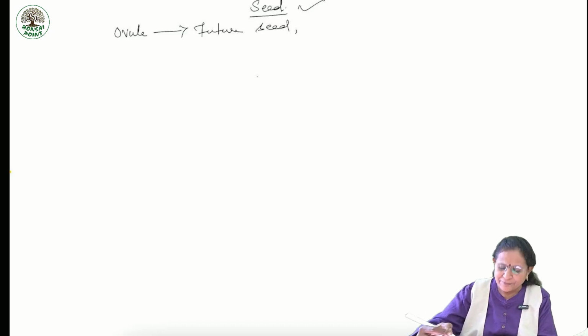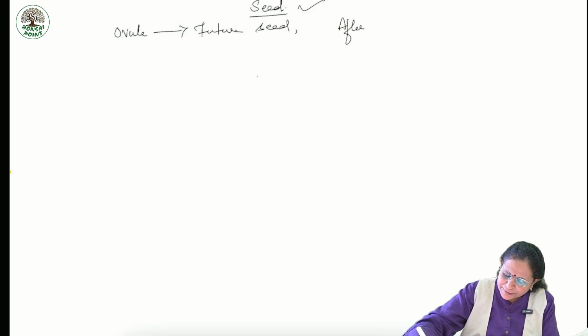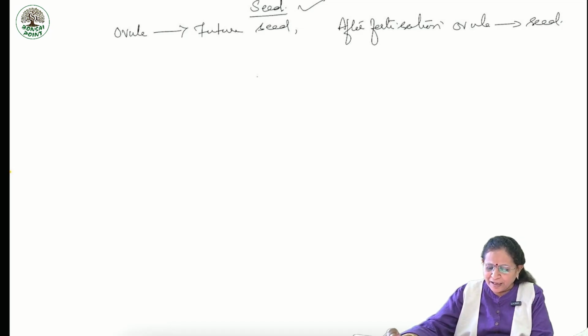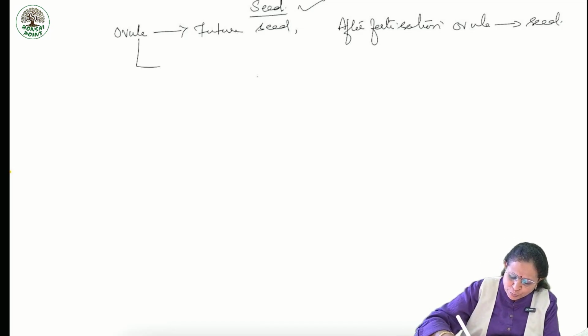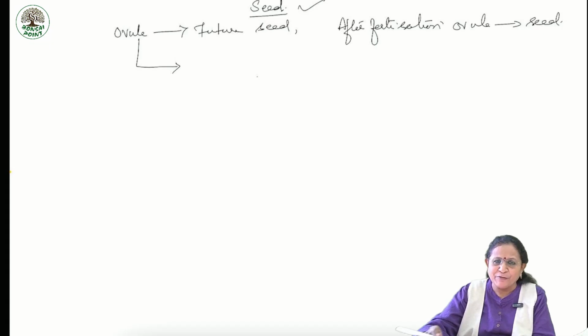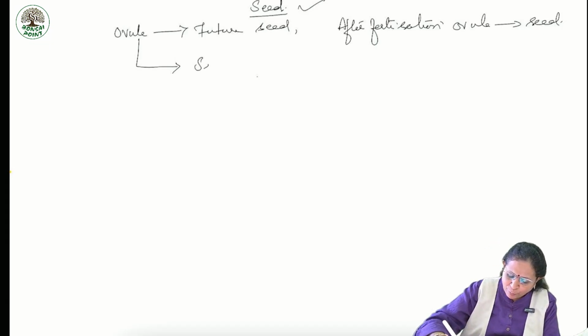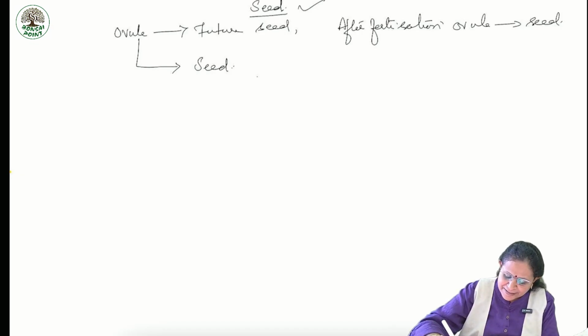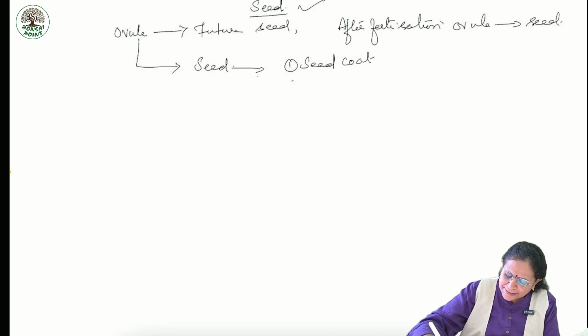In other words, we say after fertilization, ovule changes to seed, isn't it? Then, what happens to the integuments? Then what is a seed coat? Let us see everything. Before that, what does a seed contain? It consists of number one, seed coat. Second, cotyledons. And third, embryonic axis.